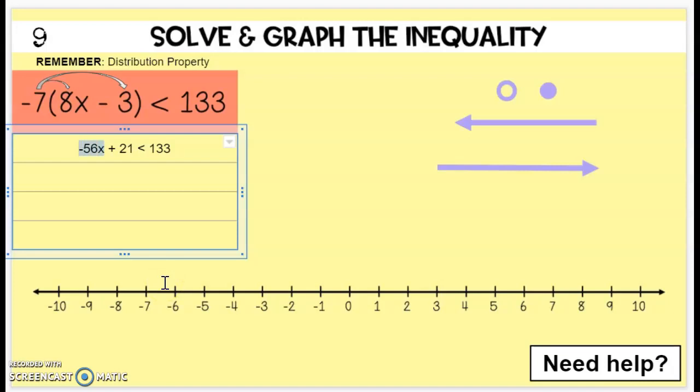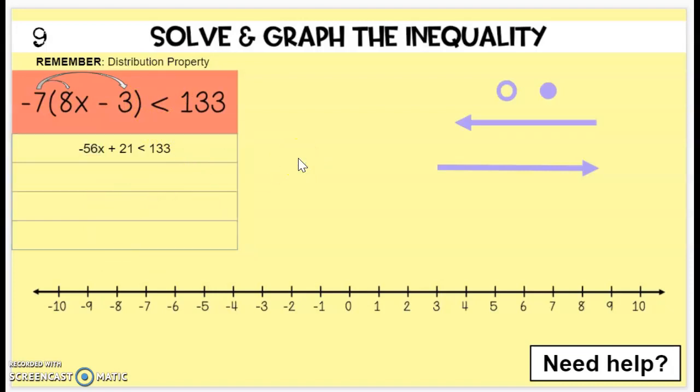Notice right now, my variable is being multiplied by a negative number. After I divide by that number, because that's the inverse operation of multiplication, I need to make sure that I flip my sign, because of the rule that says if in the beginning your variable is being multiplied by a negative number, in the end you need to flip that sign. So it shouldn't be less than by the time we finish. It should be greater than.